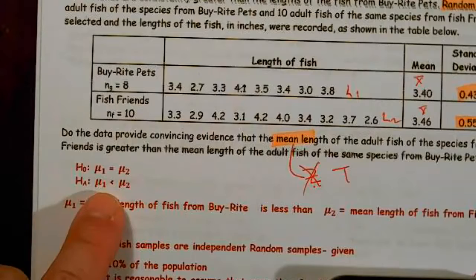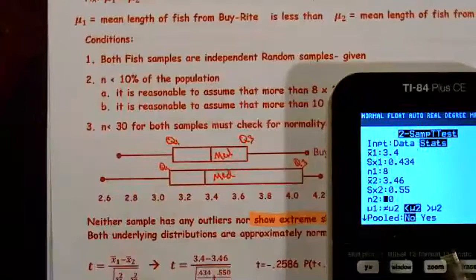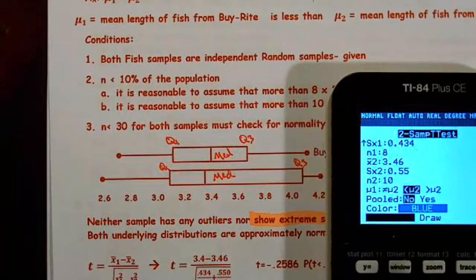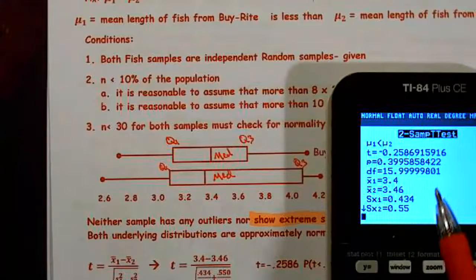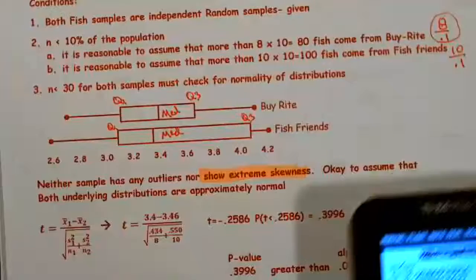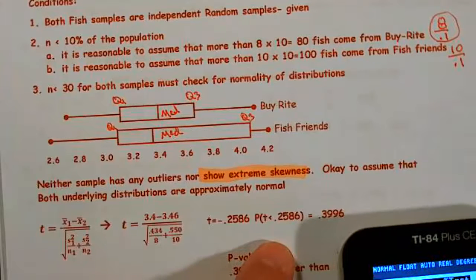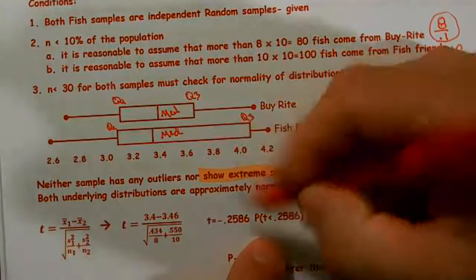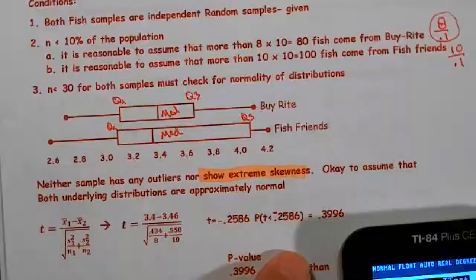That was the direction of my alternative hypothesis, so I need to make sure that I match that direction. We never pool when we're working with means. I go ahead and calculate this, and I end up getting a t-statistic of negative 2.586. All right, this should have been a negative sign right there. I don't know why it's not there.